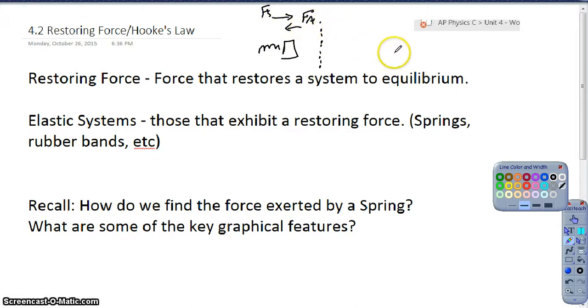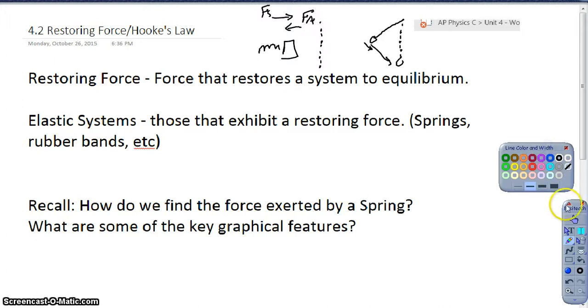The other example though would be something like a pendulum, right? If I take a pendulum and I pull it from its original position down here, then its restoring force is going to be the force that's pulling it back towards equilibrium. So it's going to be that component of gravity that's pulling it back towards that equilibrium position. So you should be familiar with that term of a restoring force and what its attempt to do is. Elastic systems, any of those that exhibit a restoring force, so springs, rubber bands, and so on. Technically you could make an argument that a pendulum does have some type of elastic nature to it. However, we'll see that more with simple harmonic motion later on, so we won't worry about that as much right now. But anyway, let's enter into this.